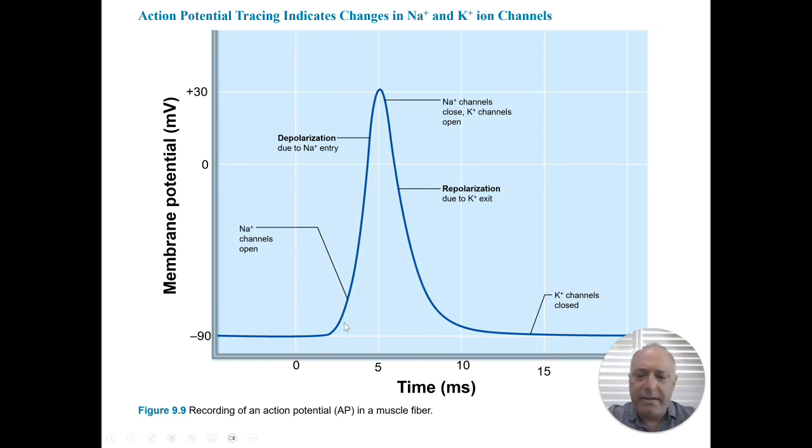If we look at the electrical activity of a single cell, the resting membrane potential is about minus 90 millivolts. This is a resting cell. By the time it gets to positive 30, it is contracting. This is due to depolarization, or a change in the polarity. And then repolarization leads to relaxation.